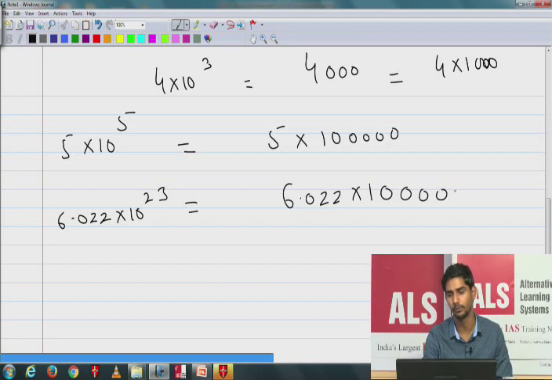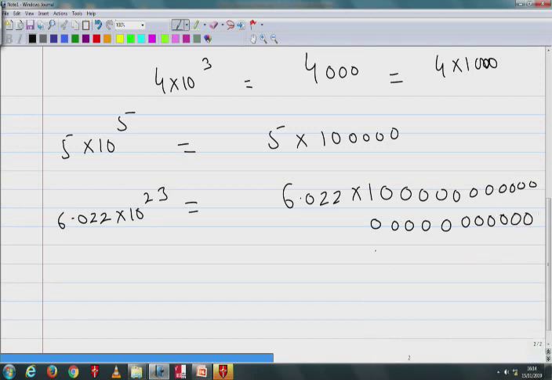1, 2, 3, 4, 5, 6, 7, 8, 9, 10, 11, 12, 13, 14, 15, 16, 17, 18, 19, 20, 21, 22, 23. See, this is how big a mole is. So, guys, mole is not a small number. It is actually a very big number, used just to deal with the microscopic species. I hope you have got the idea of the mole.